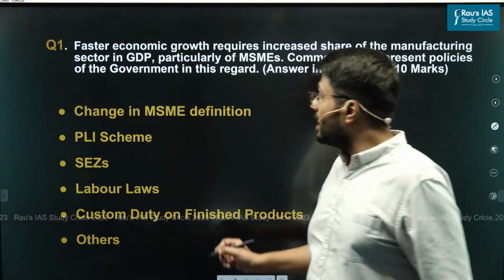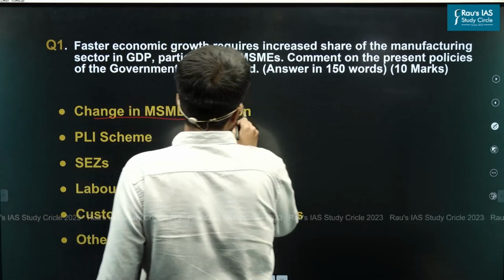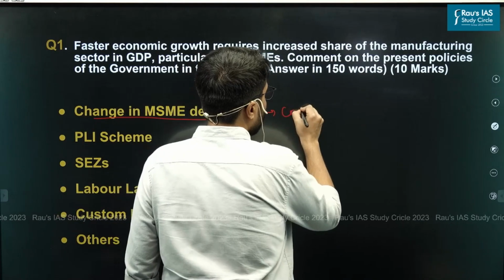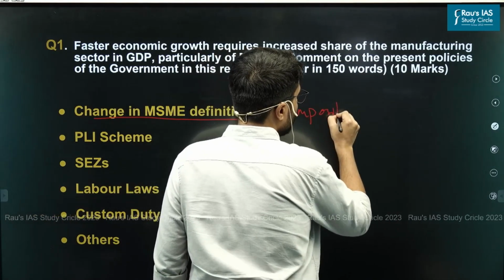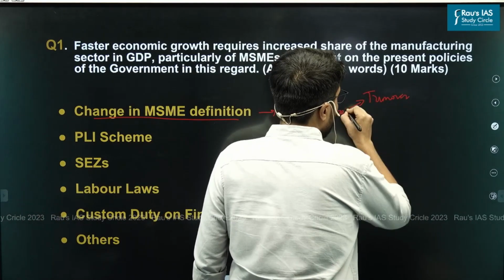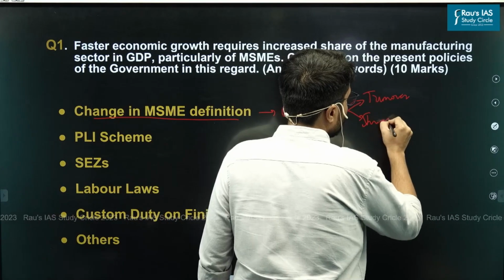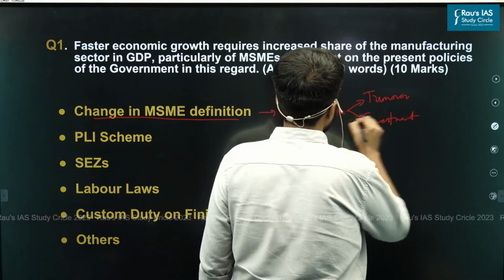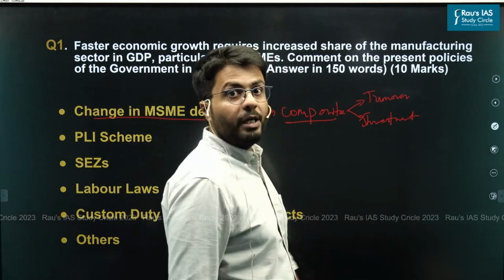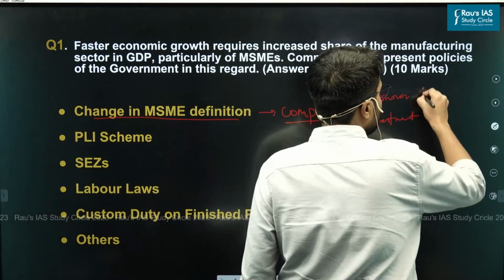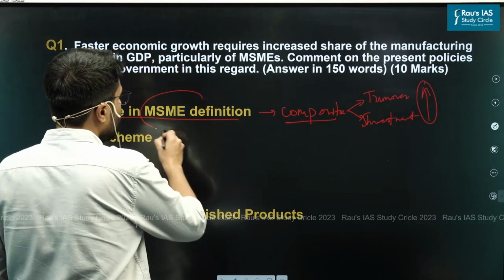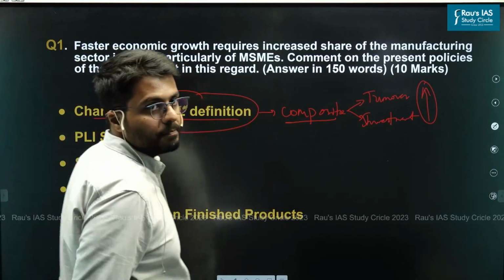For example, government recently made changes in the MSME definition. Government brought a composite criteria for MSMEs, which combined both turnover as well as investment criteria into one single composite criteria. Further, what government also did was increase this threshold so that more enterprises are covered into this definition of MSMEs.